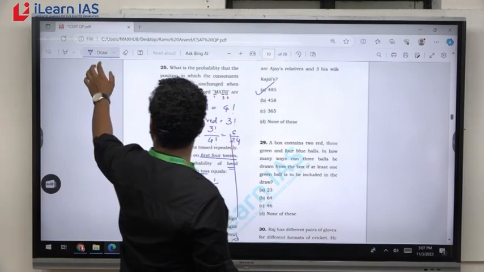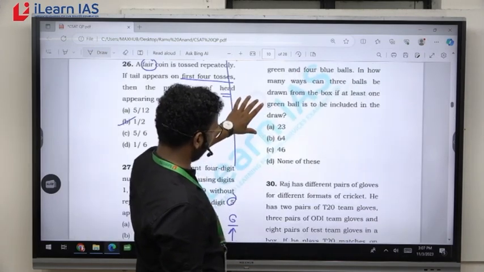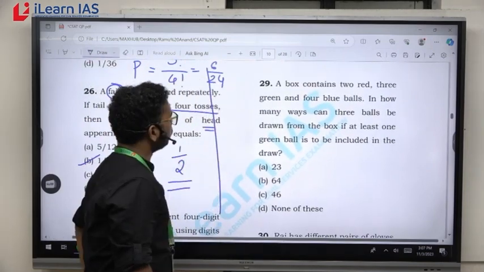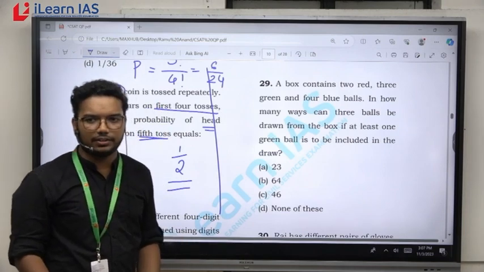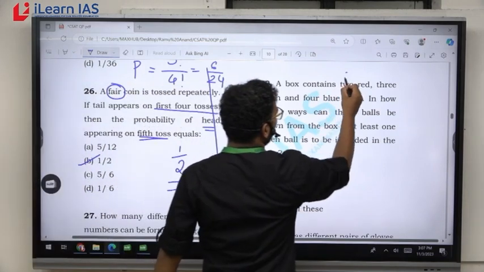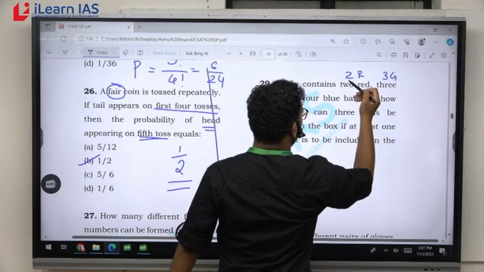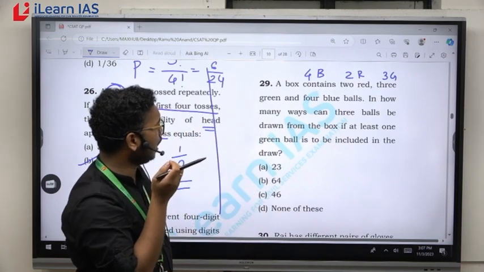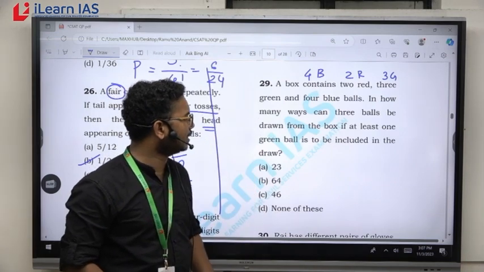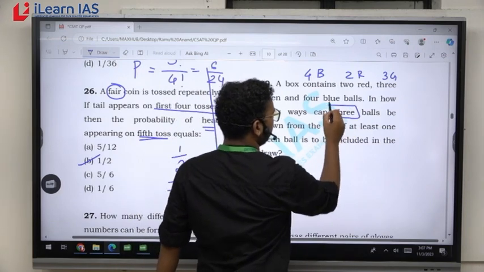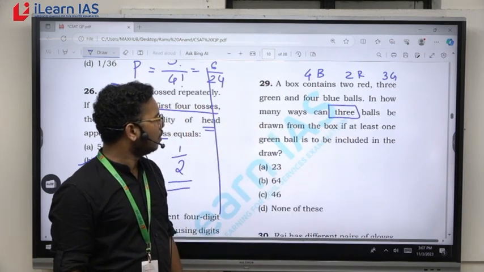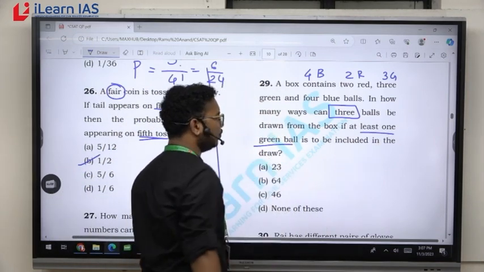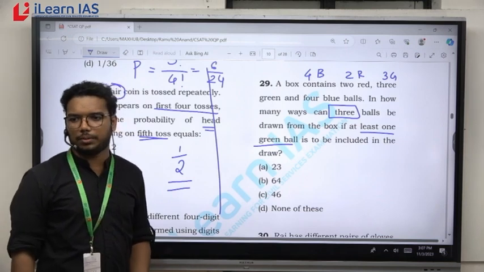Now, next question. A box contains 2 red, 3 green, and 4 blue balls. In how many ways can 3 balls be selected from the box if at least 1 green ball is to be included?